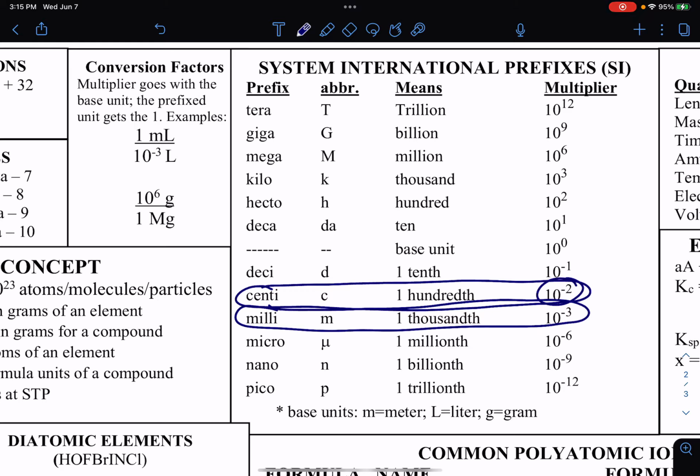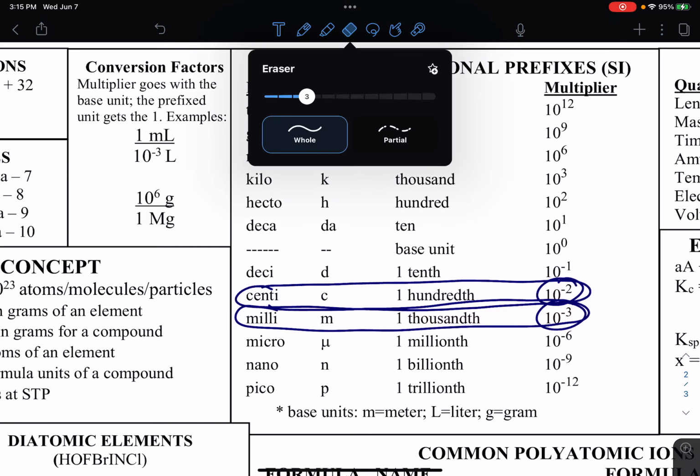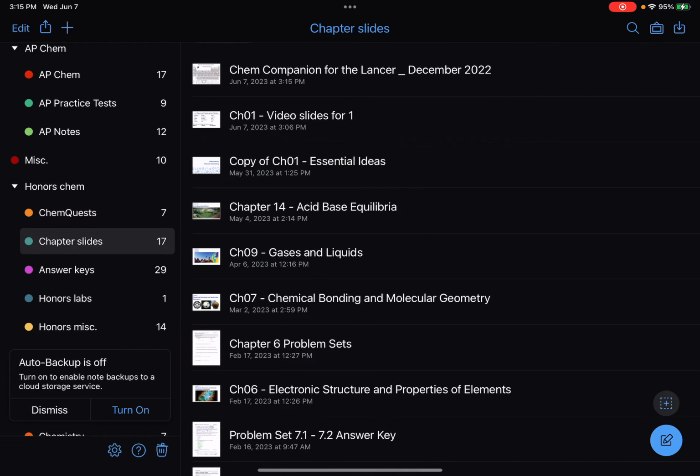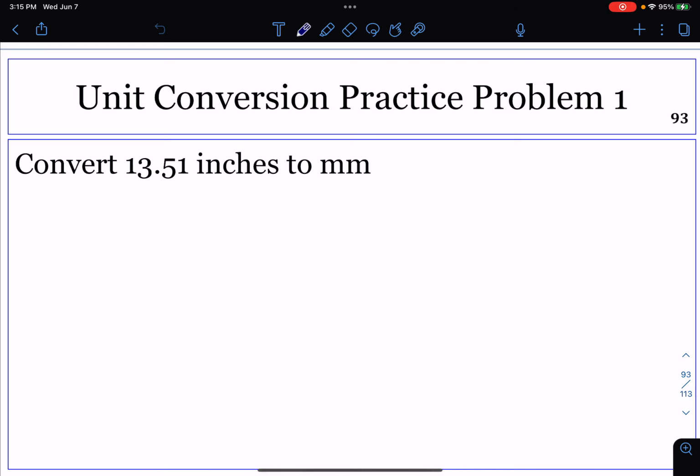That is a difference, the 10 to the negative 2 and 10 to the negative 3. That's just a difference of 10. That means there are 10 millimeters, the smaller one, in 1 centimeter, which is the larger one. So we can set it up this way.